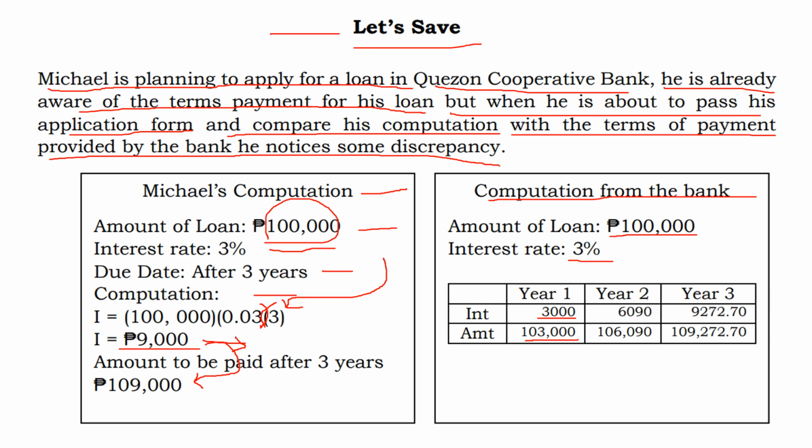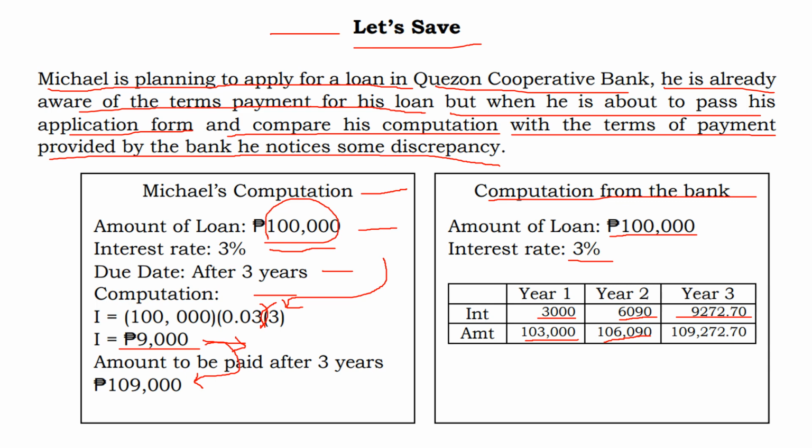The amount is 103,000, and 6,090 in the second year for the interest, and 106,090 as the amount in the second year, up to the last, which is your third year. So in this case, as you can see, there's a discrepancy between the computation of Michael and the bank, with 272 pesos and 70 centavos. So that will be the difference between the computation of Michael and the computation of the bank.